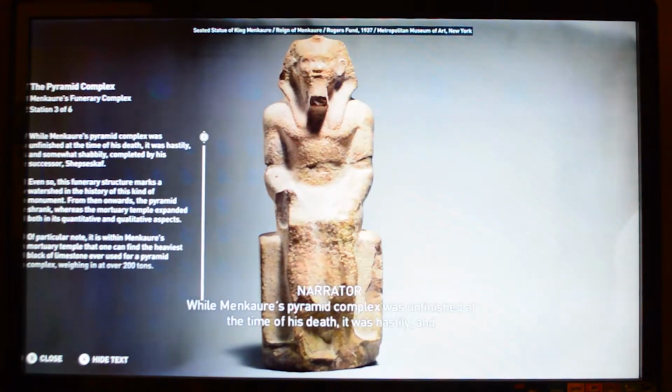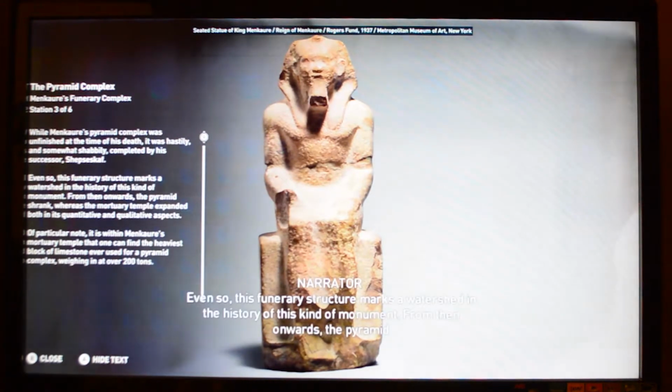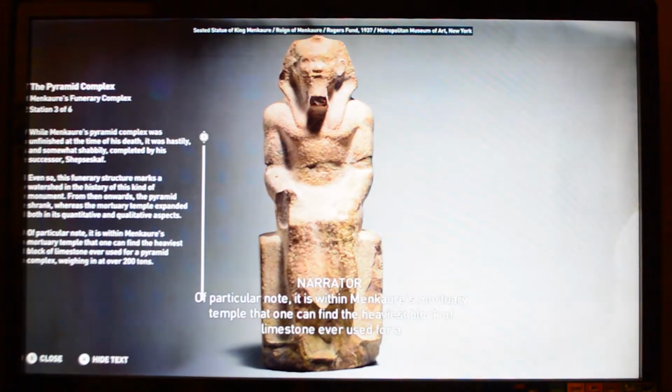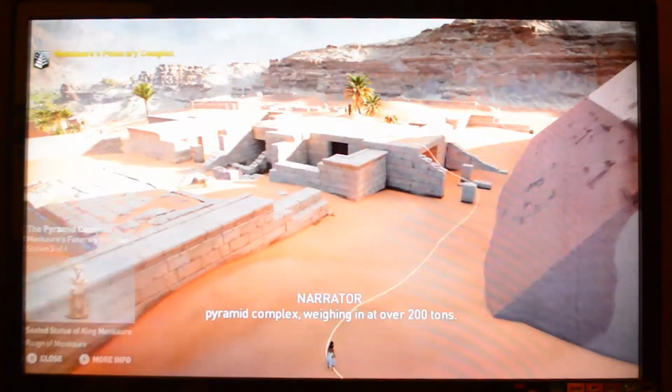While Menkaura's pyramid complex was unfinished at the time of his death, it was hastily and somewhat shabbily completed by his successor, Shepseskaf. Even so, this funerary structure marks a watershed in the history of this kind of monument. From then onwards, the pyramid shrank, whereas the mortuary temple expanded both in its quantitative and qualitative aspects. Of particular note, it is within Menkaura's mortuary temple that one can find the heaviest block of limestone ever used for a pyramid complex, weighing in at over 200 tons.